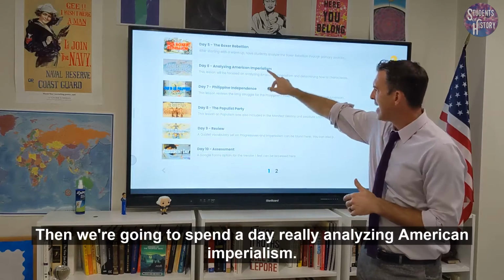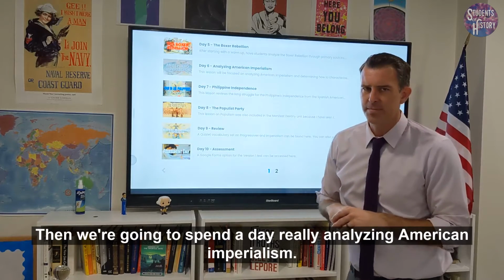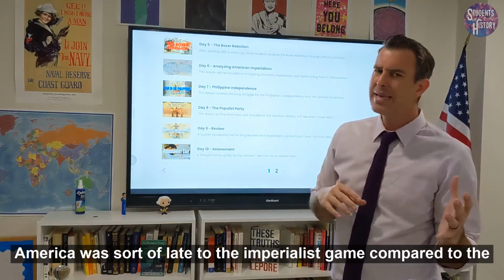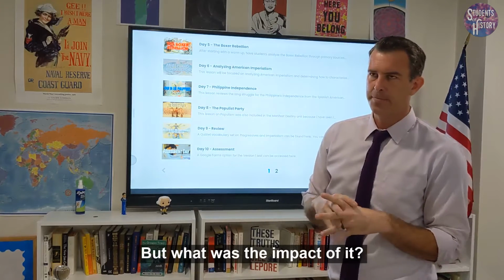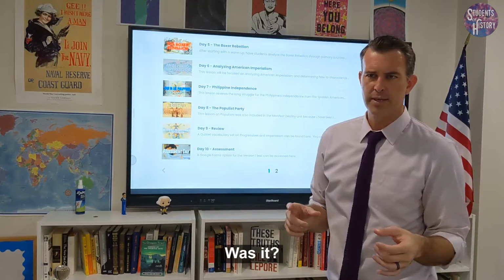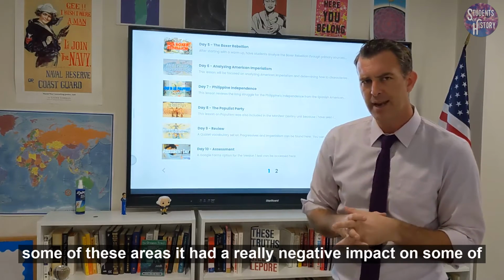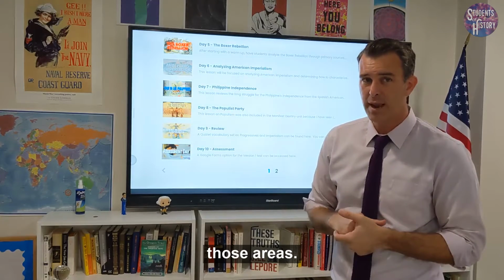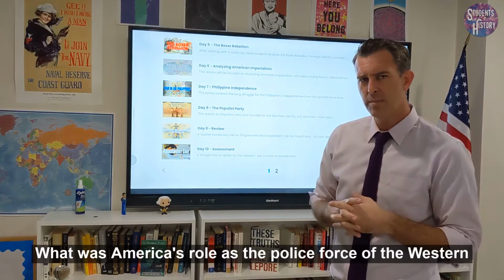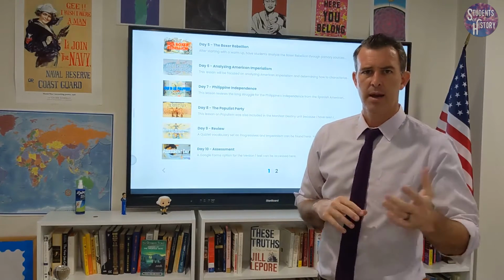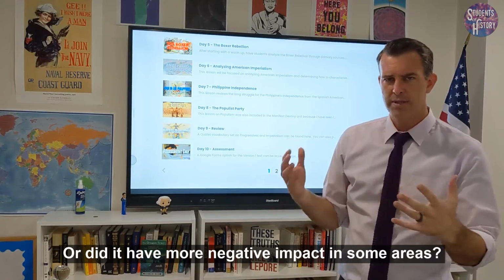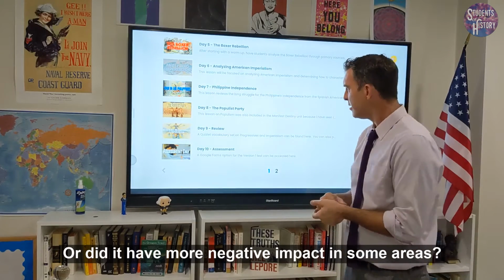Then we're going to spend a day really analyzing American imperialism. America was sort of late to the imperialism game compared to the European nations, but what was the impact of it? Did it benefit some of these areas? Did it have a really negative impact on some of those areas? What was America's role? Was it the police force of the Western Hemisphere, like Teddy Roosevelt wanted, or did it have a more negative impact in some areas?